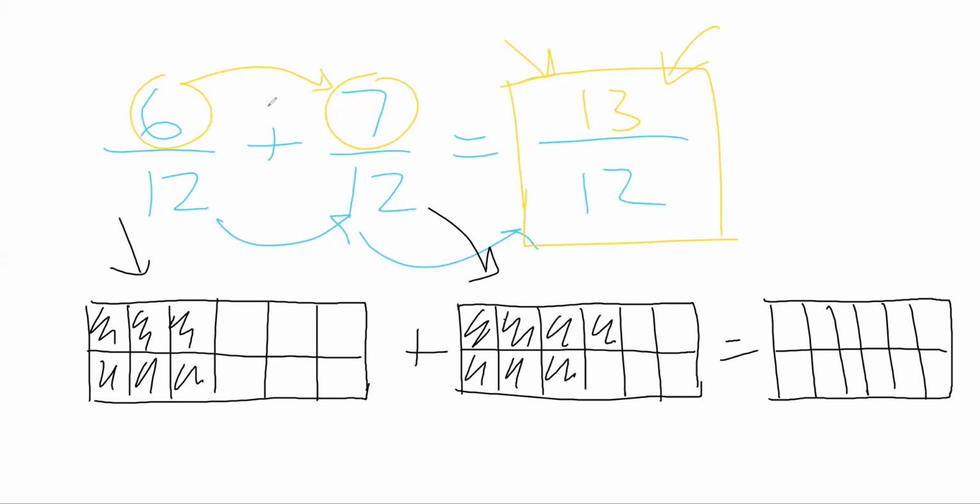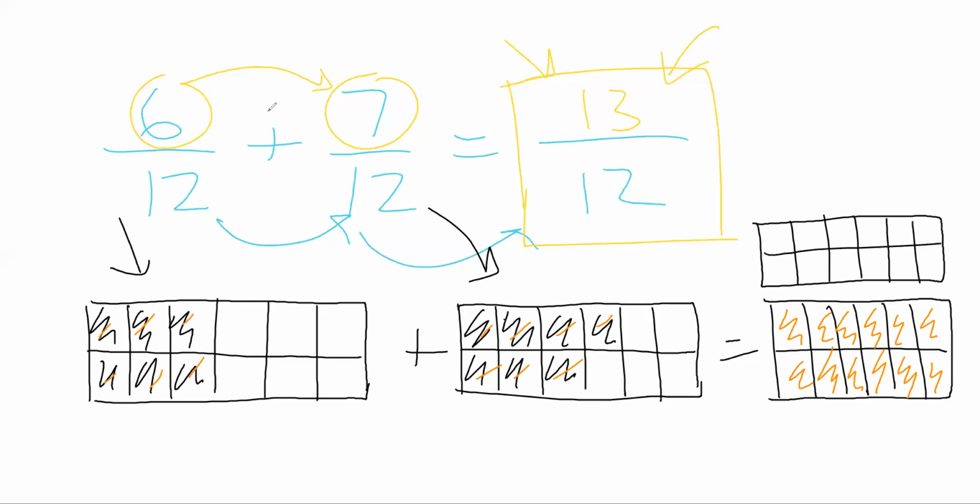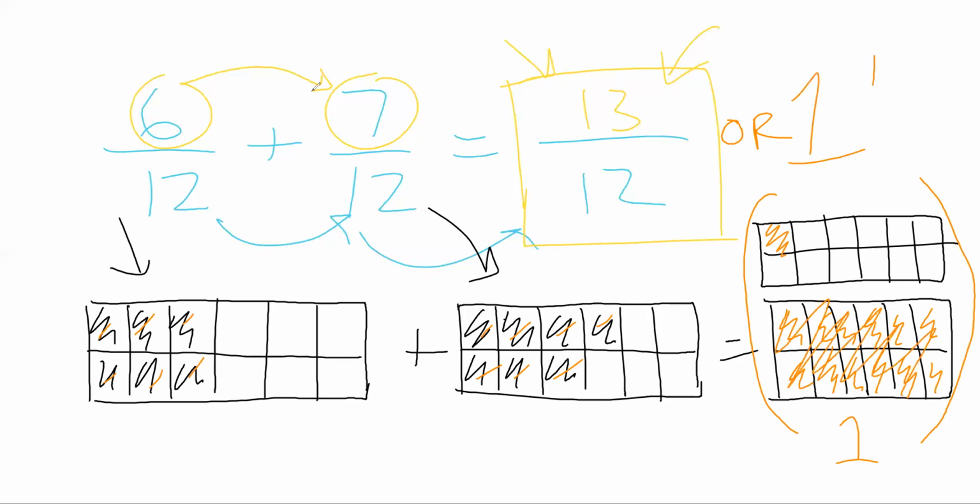So if I counted all those up, I would have 1, 2, 3, 4, 5, 6, 7, 8, 9, 10, 11, 12, 13 twelfths. So we're going to need another model. And so that was 12, 13. So this would be our answer as a model, which is 13/12s, or we can see in this model here, this is one whole because we did all of it. So I have one whole and 1 out of 12 left.